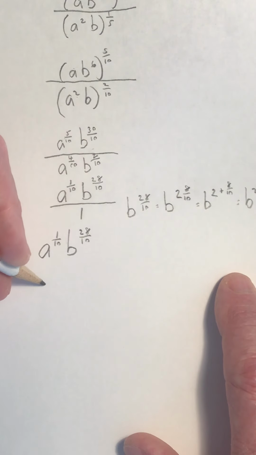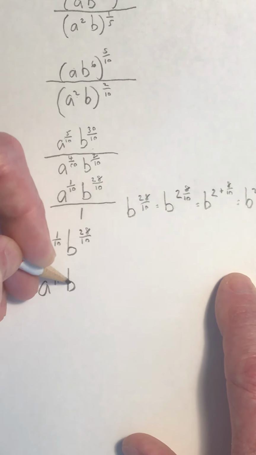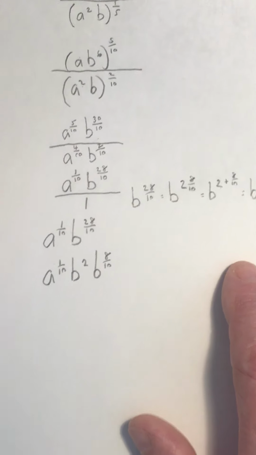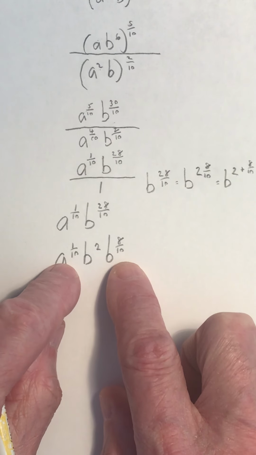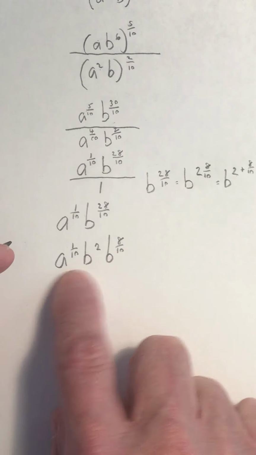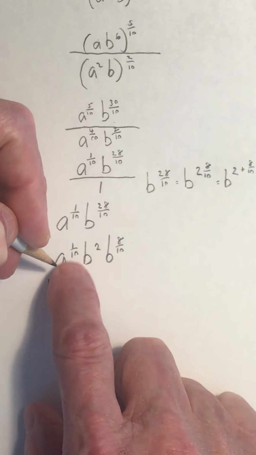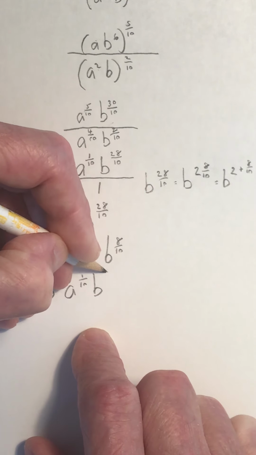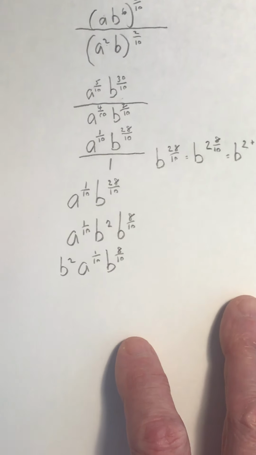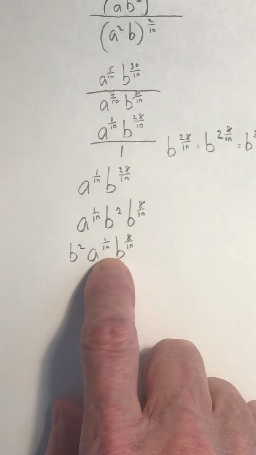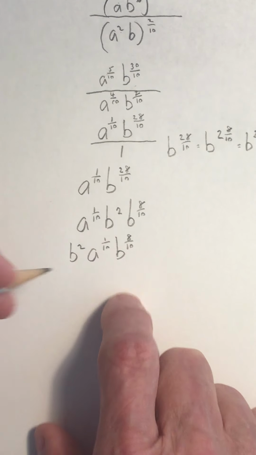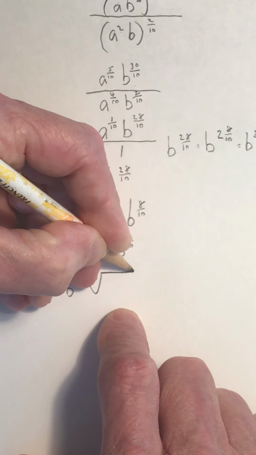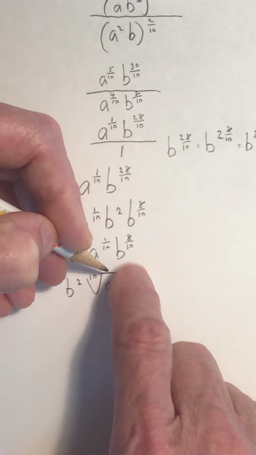So I've got a to the 1/10, b squared, b to the 8/10. And now just these fractions need to change back to radical form. I'll put the b squared out in front. And why not? Let me spread this out in as granular detail as possible. Hopefully not lose anyone. See, these are both the denominator 10. That's equivalent to saying take the 10th root of a to the 1, or just a, b to the 8th.